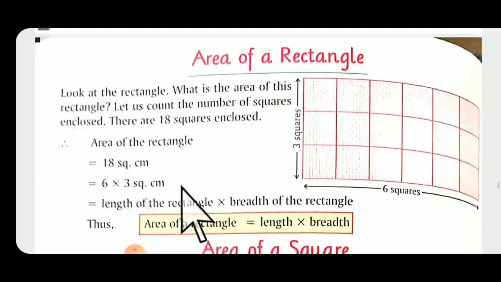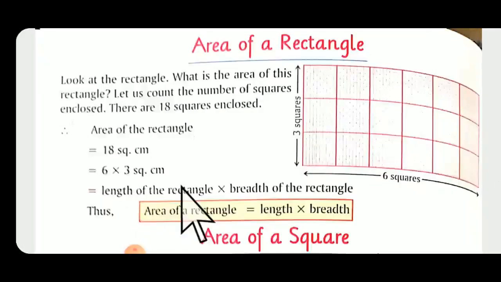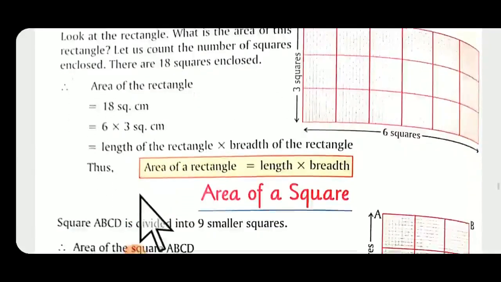Area of a rectangle. Similarly as we have done for the square, the rectangle shape has one line. How many boxes are there? 1, 2, 3, 4, 5, 6. 6 in one line, and we have 3 such lines. So what will be the formula? Area of a rectangle is equal to length into breadth. Earlier, to find the perimeter of a rectangle, what was the formula? 2 into L plus B. Whereas to find the area, it is length into breadth.